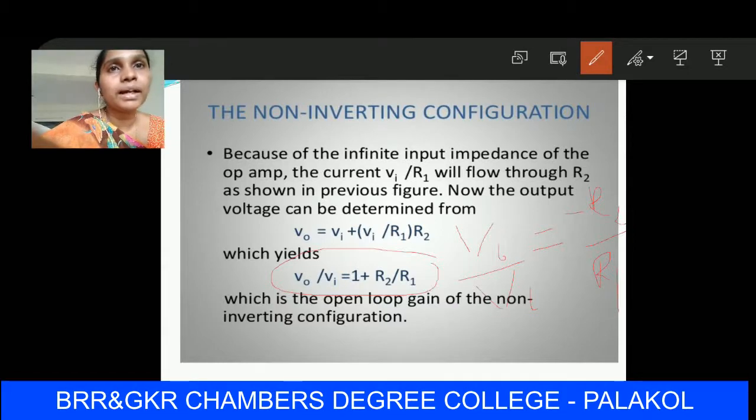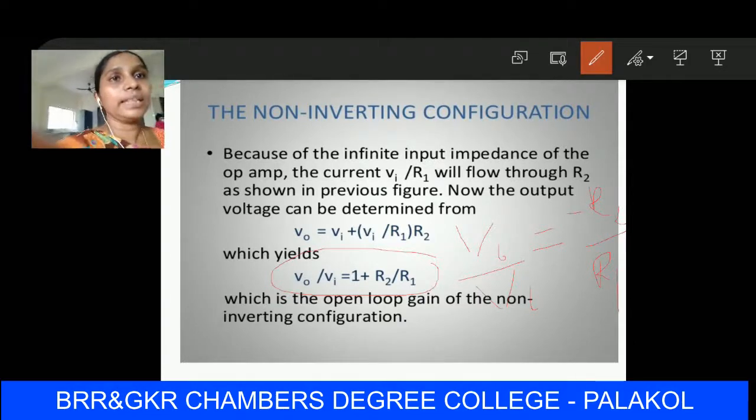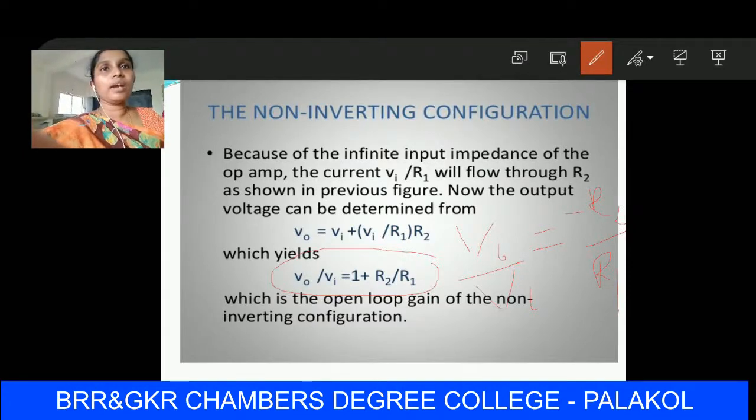Next, another feedback amplifier is the non-inverting amplifier. In the non-inverting amplifier, the gain is V0 divided by Vi, that is 1 plus R2 divided by R1. So these two are very much important from your exam point of view. If one question asks to explain the feedback amplifiers, then we explain these two amplifiers with their gain.